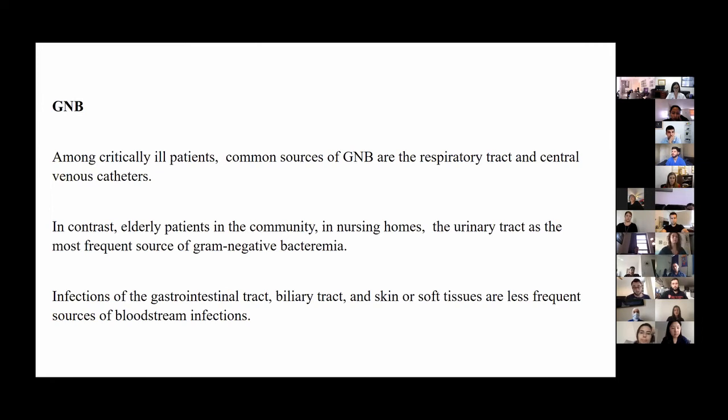So I think I mentioned that. The point I was trying to make here is that in critically ill patients, gram-negative bacteremia is usually coming from a respiratory source or a catheter. But in our nursing home patients, which I think you are familiar with, it's usually a UTI. GI tract, biliary tract, skin and soft tissue are less common sources of gram-negative bacteremias, but clearly we do have cholangitis patients. Okay.